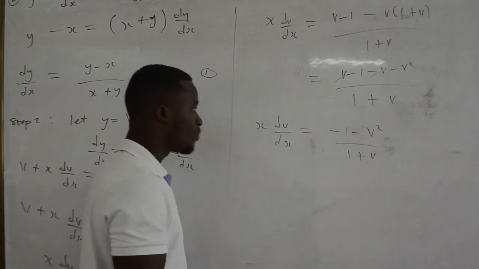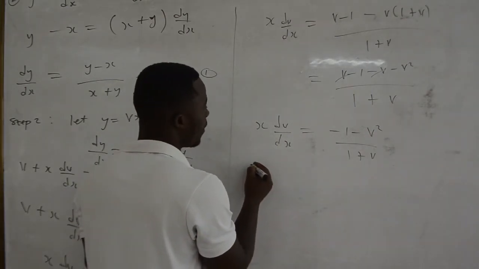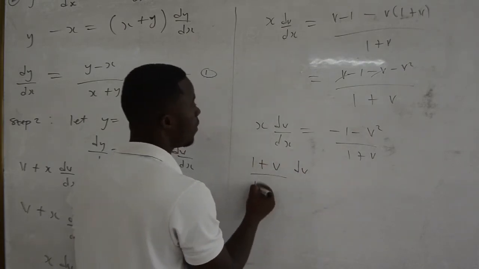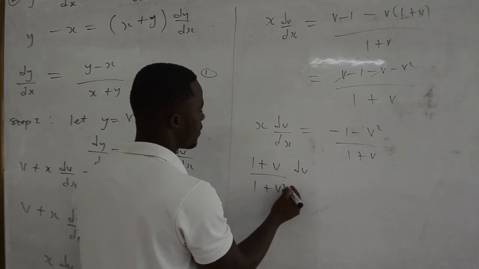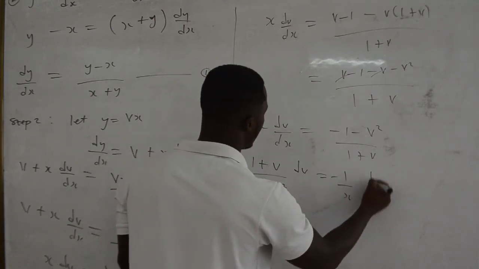So here I'll just do the separation. Then I'll have 1 plus v dv all over 1 plus v squared is equal to negative 1 over x, dx.